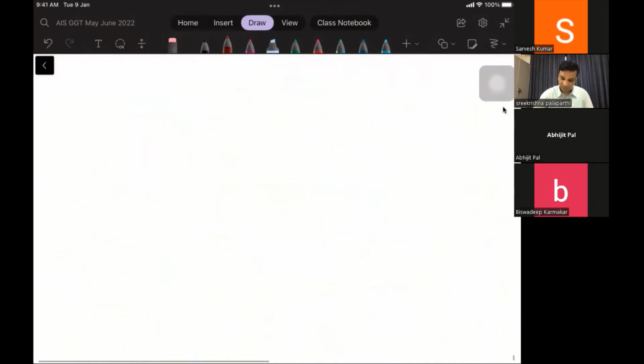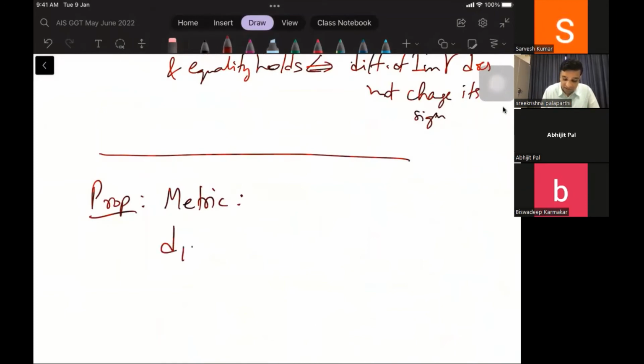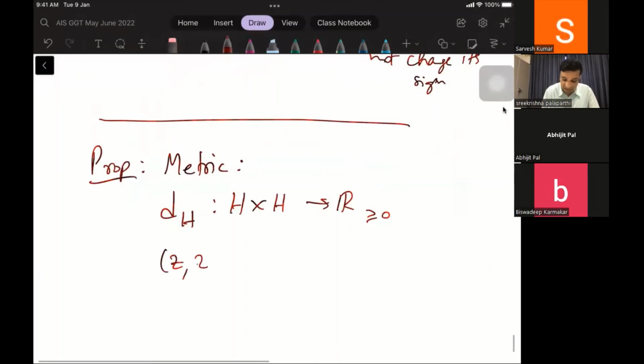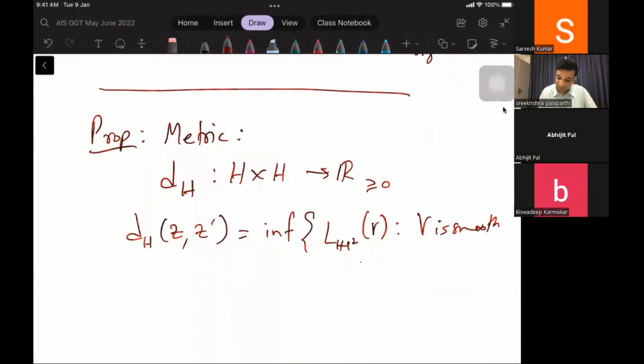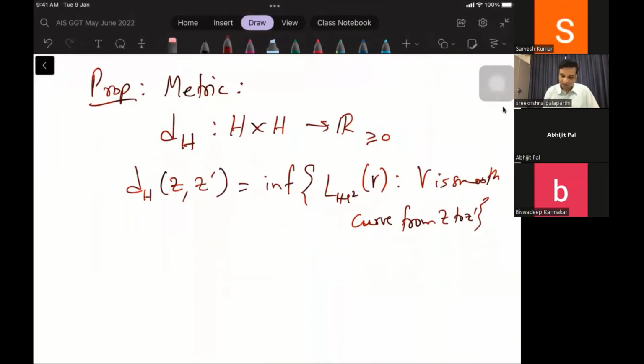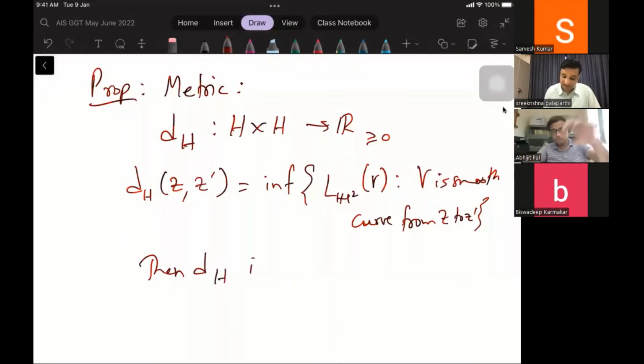Yes, you can do it if you define it as follows. So for a metric, you can just treat H as a metric space and define, if you take Z and Z prime in H cross H, the distance between them to be the infimum of the lengths of all smooth curves gamma from Z to Z prime. Otherwise I have to mention the parameter interval, etc. So it is starting at Z and ending at Z prime in the direction of the parameter. Or the other way, this is symmetric, so then DH is a metric. I will leave the verification. I'll just say that DH is a metric on H.